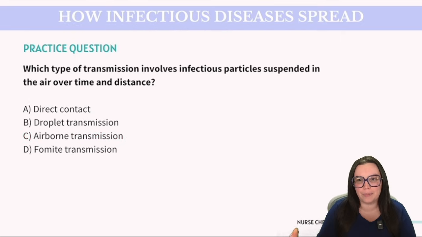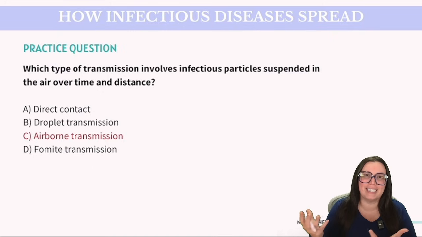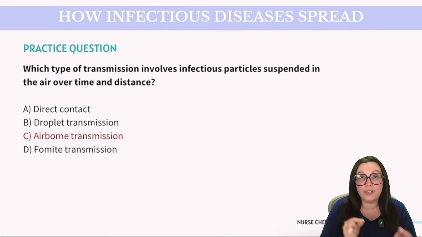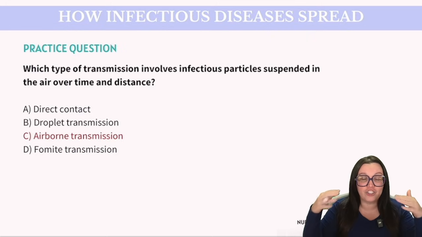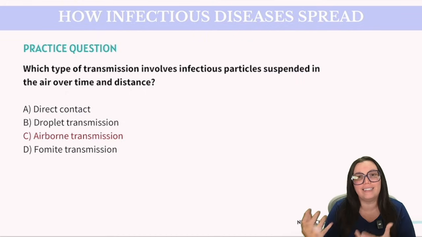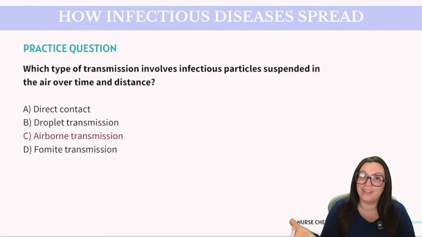What type of transmission involves infectious particles suspended in the air over time and distance? Is it A, direct contact, B, droplet transmission, C, airborne transmission, or D, fomite transmission? And the correct answer is C, airborne transmission. Remember, airborne transmission refers to the spread of infectious agents through droplet nuclei that are going to remain infectious and suspended in the air over a distance and time beyond 1 meter.